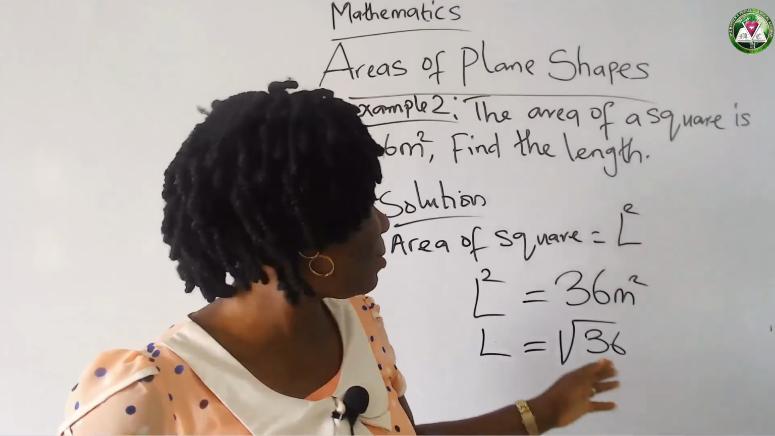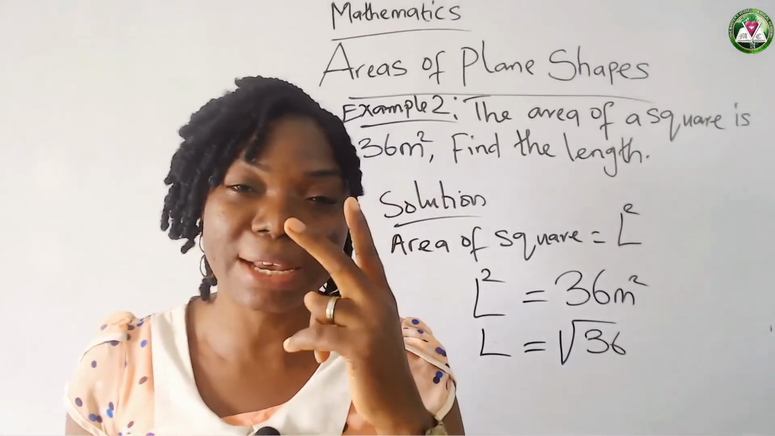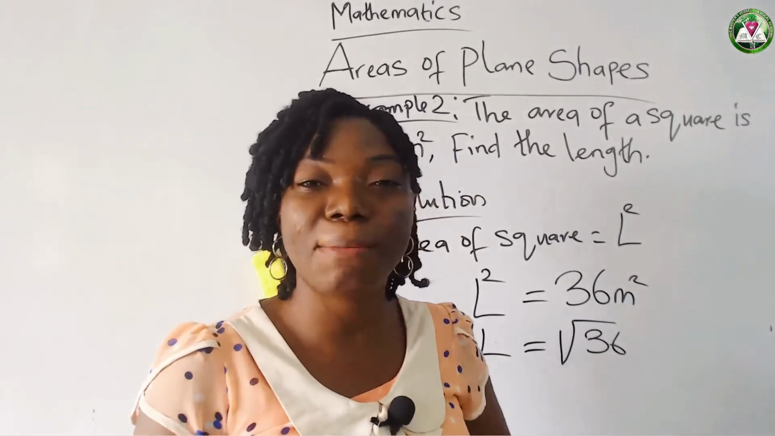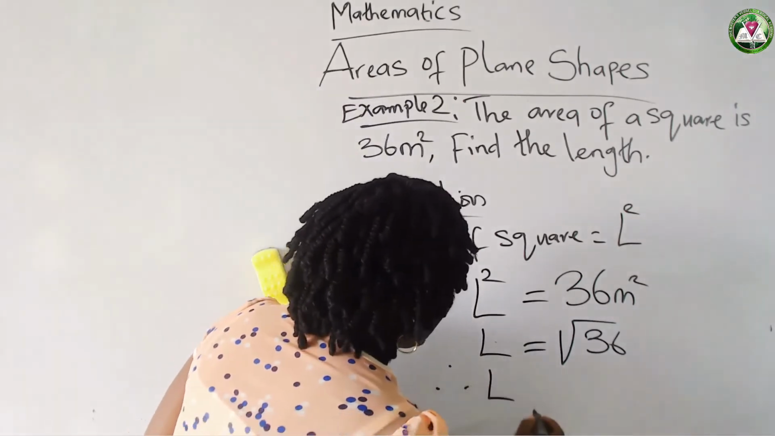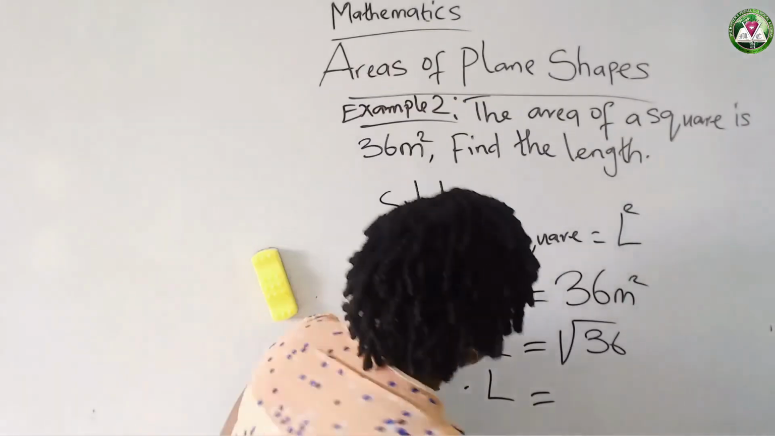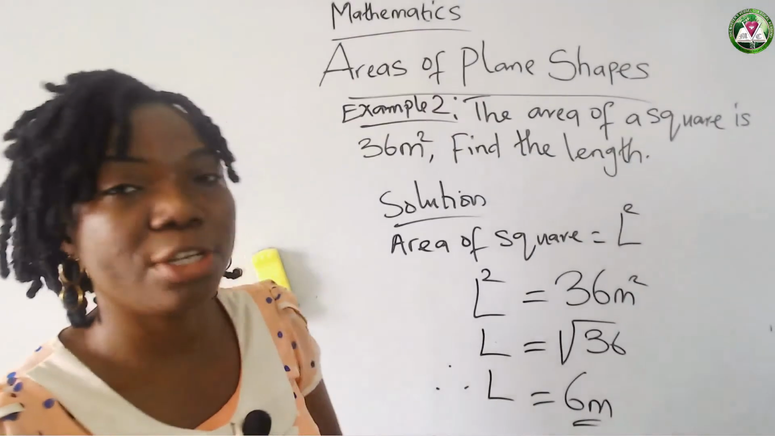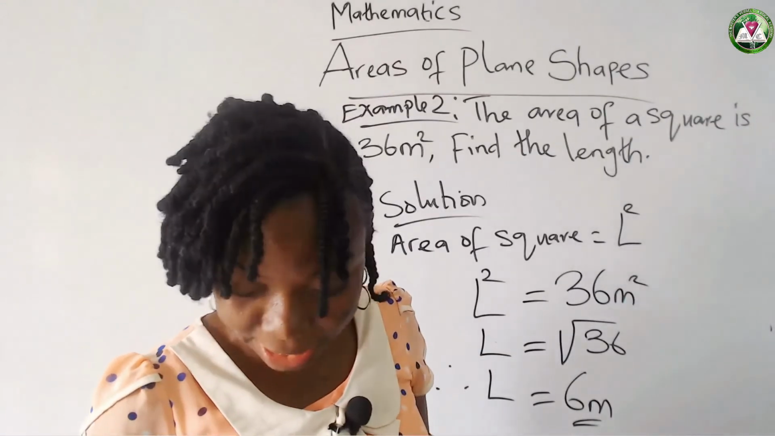Is that clear? Now this means you should find a number that can multiply itself 2 times to give you 36. And that number is 6. Therefore, L is equal to 6 meters. It shows that L is equal to 6 meters. Is that clear?